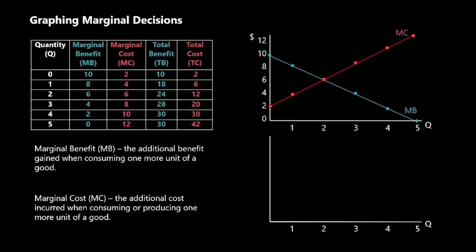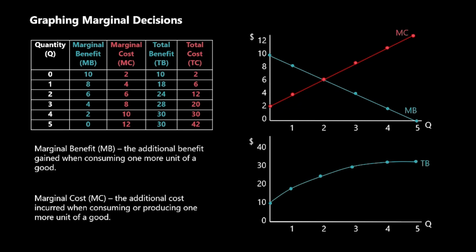We're going to add these to the graph as well. Notice our y-axis is going to range from 0 up to 42, so we're going to make sure that we can fit that there. And we'll start with the total benefits. Our first point was that quantity of 0. We have a total benefit of 10. We have 118, 224, 328, 430, and 530. So if we connect those, we get our total benefit curve.